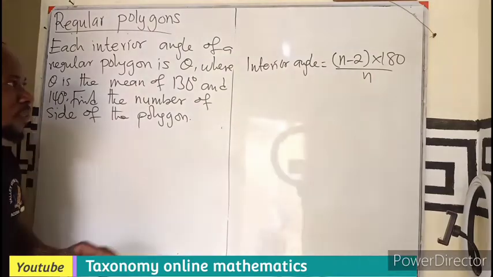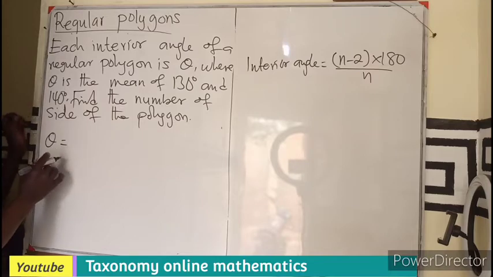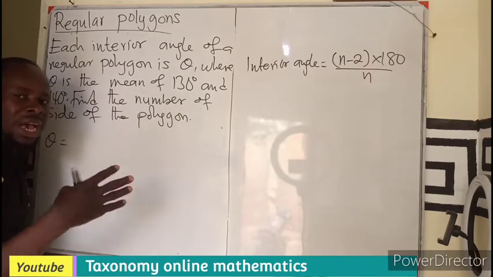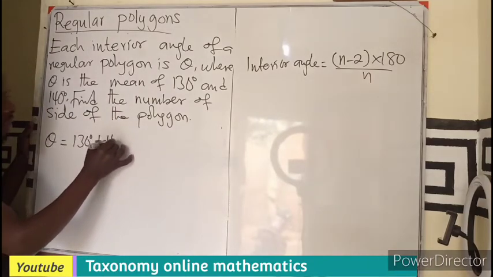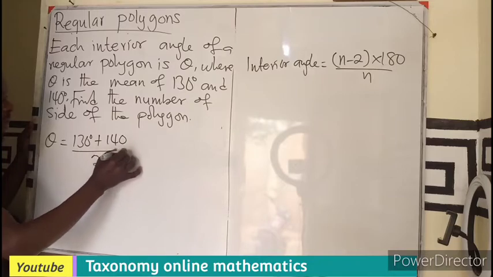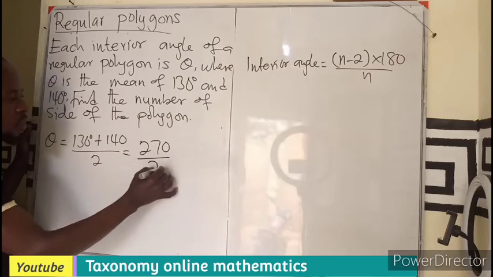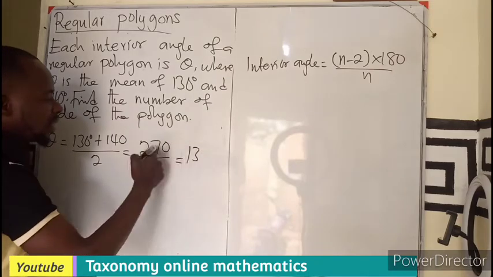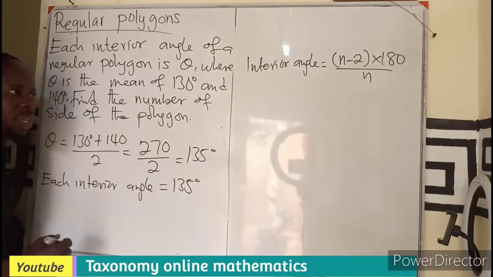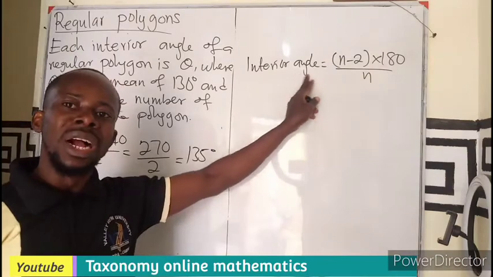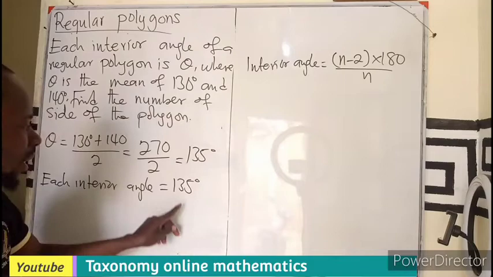So what do we do? We need to find what the interior angle is, which is theta. We know theta is the mean. Mean means what? The sum divided by the number of elements you are adding. So it's going to be 130 plus 140 divided by 2. And I believe that will give us 270 over 2, 135 degrees. So it means that each interior angle, all of the interior angle is going to be what? 135. So now I need to know how many sides is producing 135.